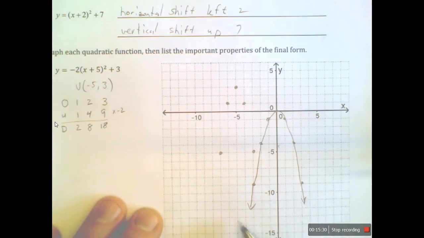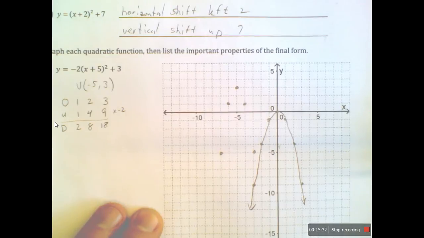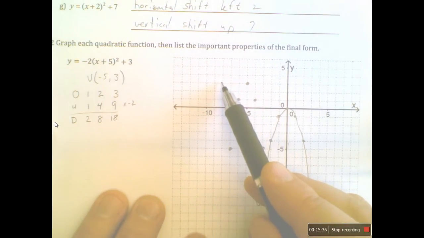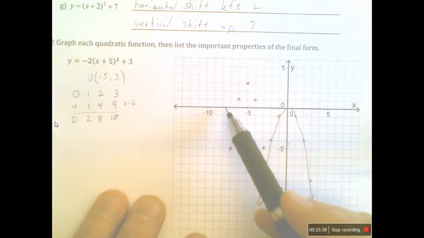And then from here, I can actually fit this on here. Sometimes you can't fit those last 2 points when you stretch it. But I go over 3, down 18. So that's down 3 and then down 15 more.